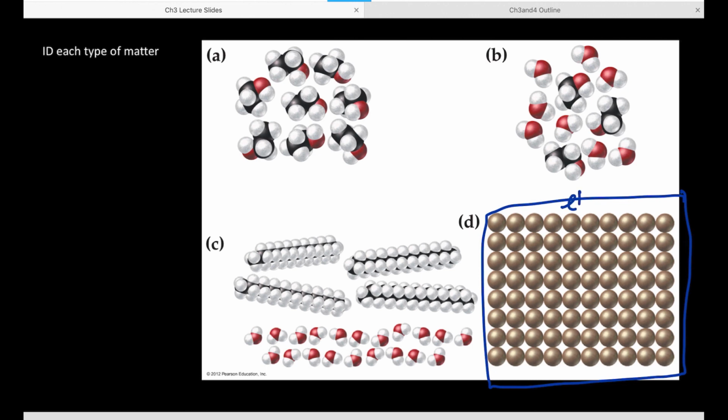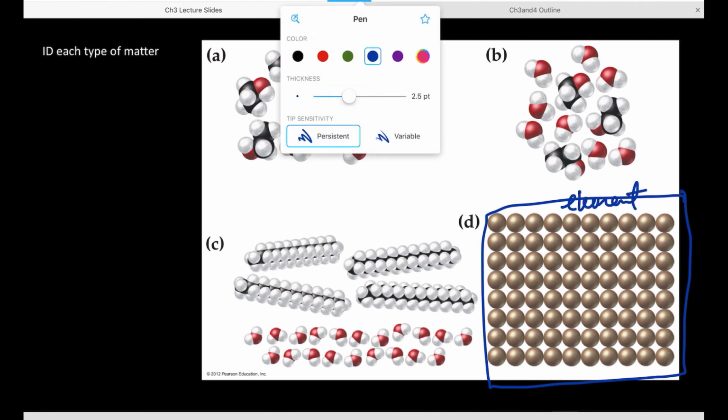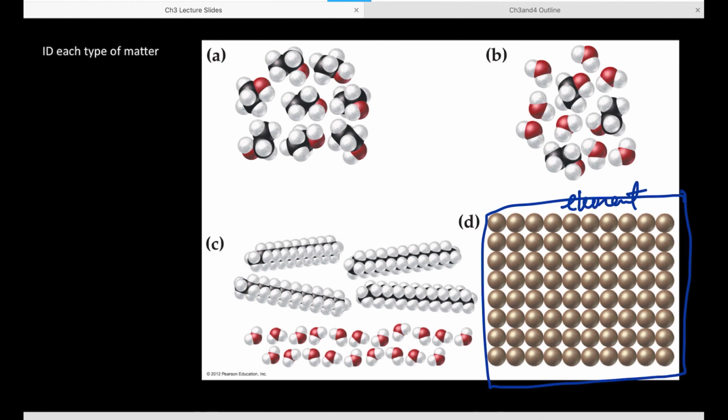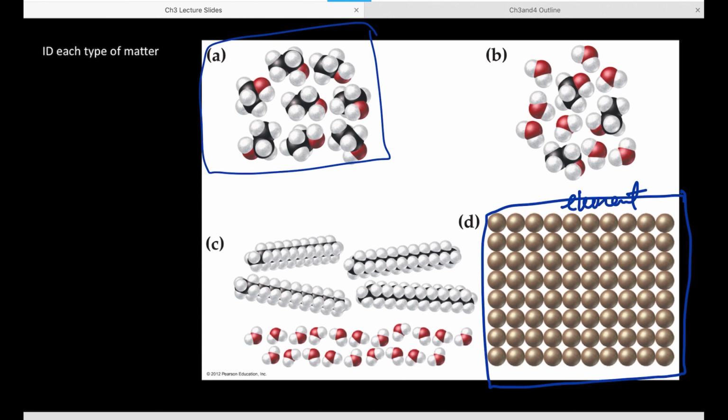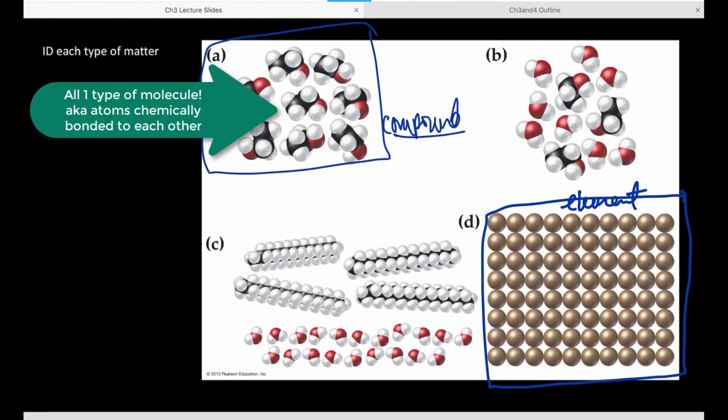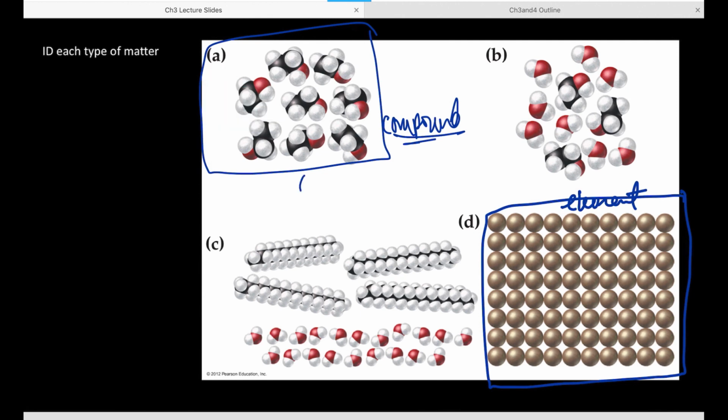So then, if we were going to identify certain types of matter, clearly this is an example of an element, because there is only one type of particle. And this one is clearly a compound because we have multiple atoms, but all those atoms are chemically bonded together such that there is still only one type of molecule that makes up that whole compound.